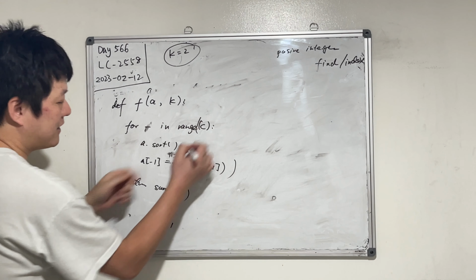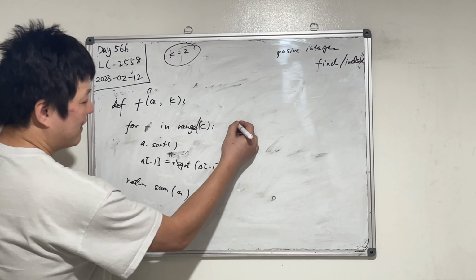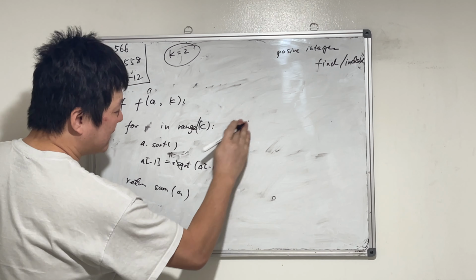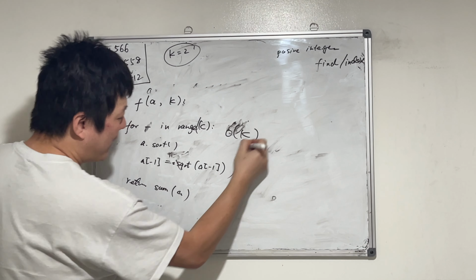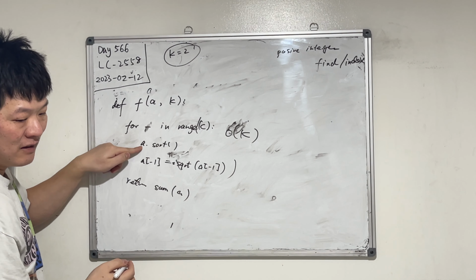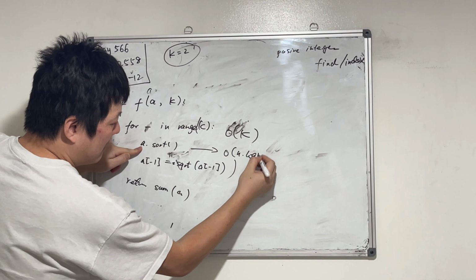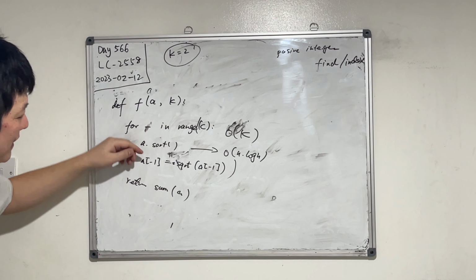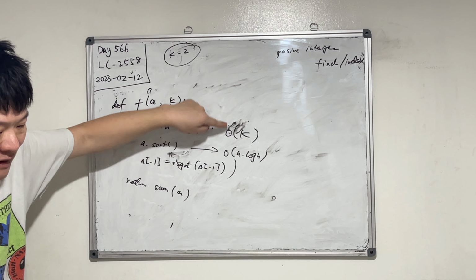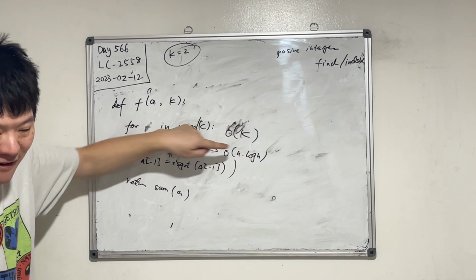O(n), here is k. But what's here? log n. So it's O(n log n). What's the time complexity? We multiply these together, right?